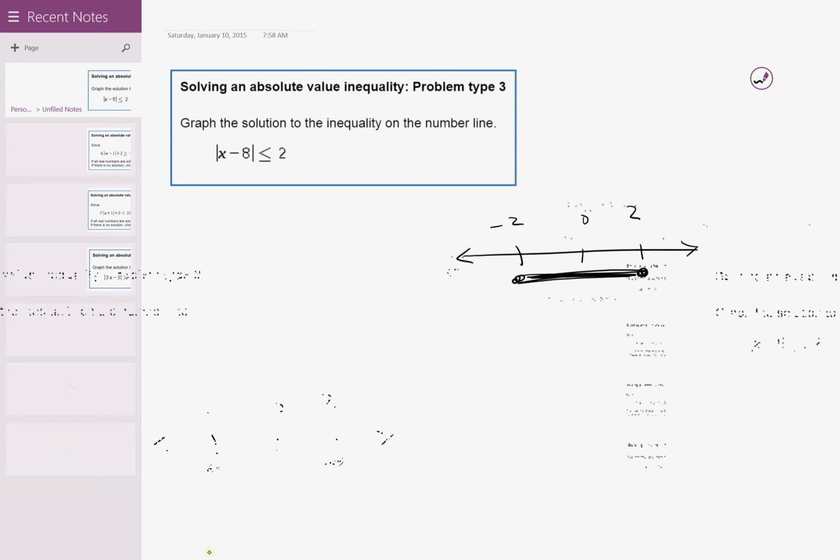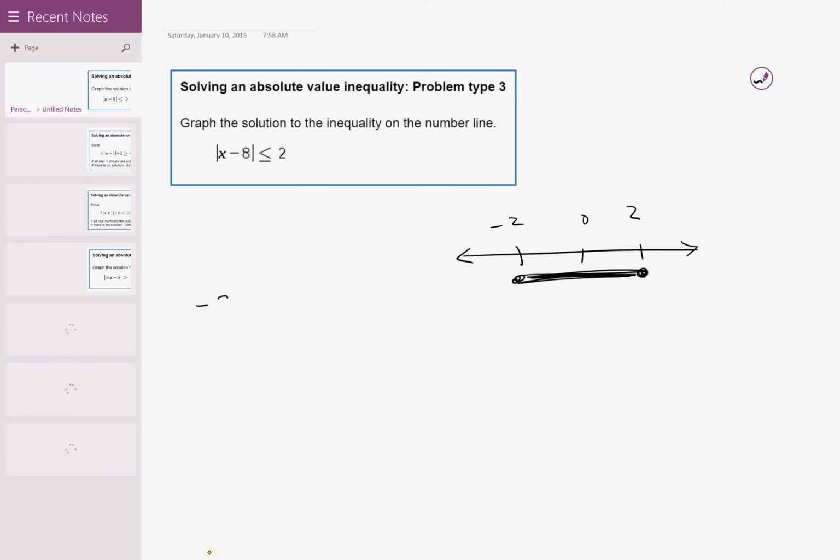And what that means, by definition of the notation, is that negative 2 must be less than or equal to x minus 8, which is less than or equal to 2. And this is the stage where the absolute value disappears when we turn it into a compound inequality. Now, I add 8 to all three portions of this compound inequality. And this gives me that 6 is less than or equal to x is less than or equal to 10.